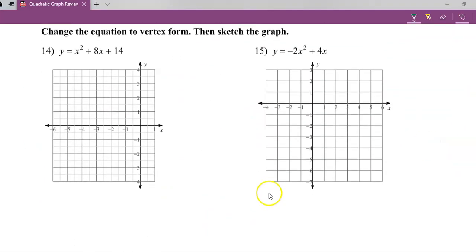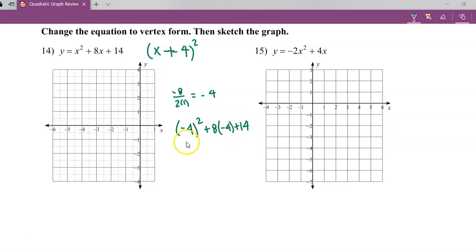Okay, we're going to change to vertex form and sketch our graph. A is 1, so I'll just have a 1 out front. Don't need to write it, but you can if you want to. X minus, we have negative 8 divided by 2 times 1, which is negative 4. So here I'll have x minus negative 4, which becomes x plus 4. But I still plug in negative 4 to the function. Negative 4 squared plus 8 times negative 4 plus 14. So 16 minus 32 plus 14. So negative 16 plus 14, which is negative 2.